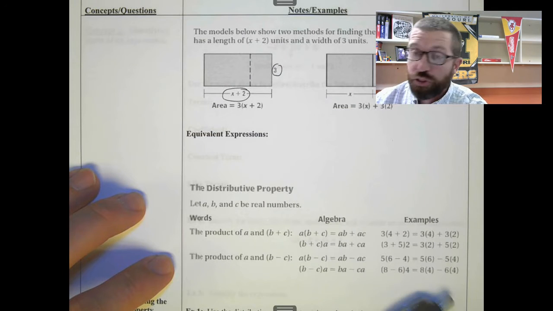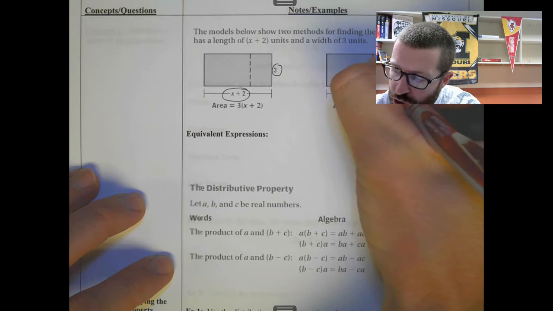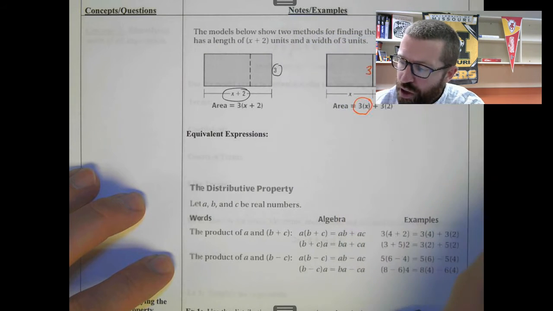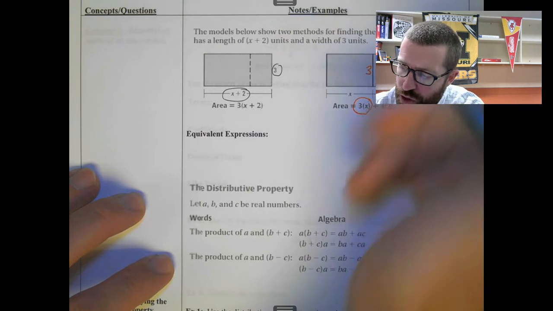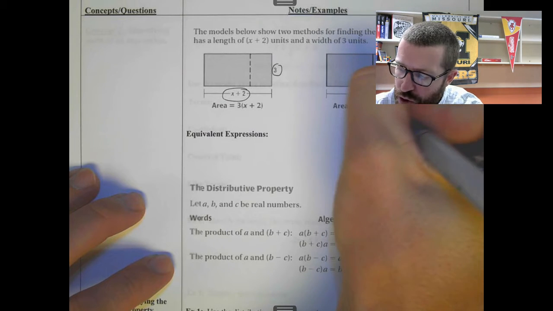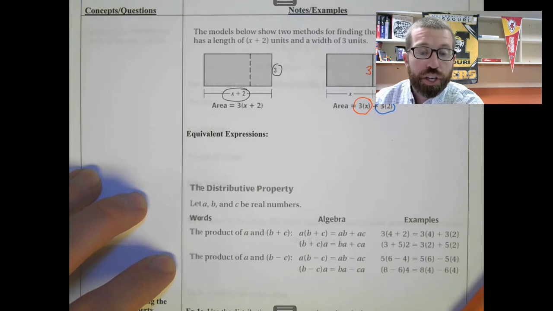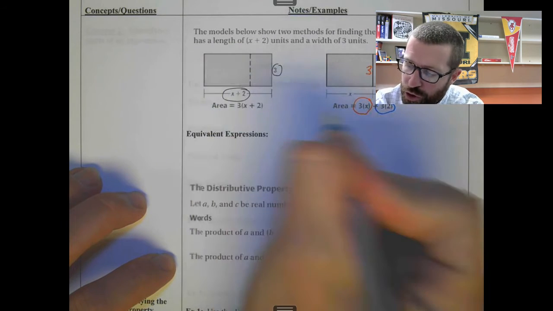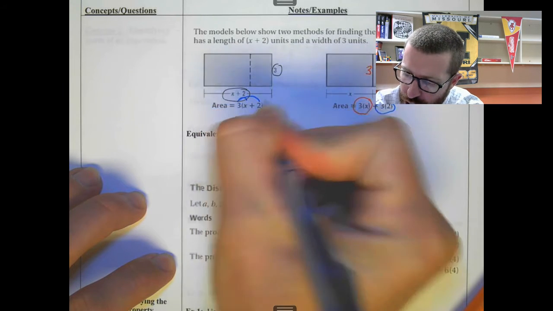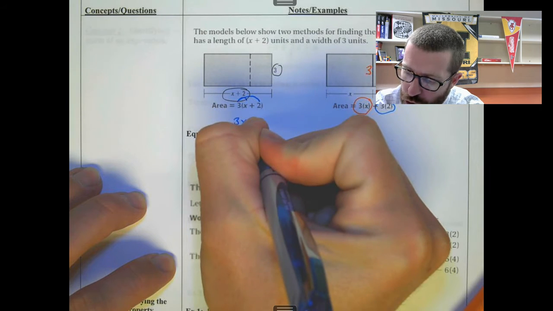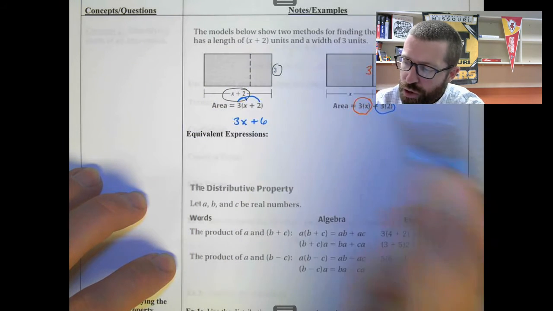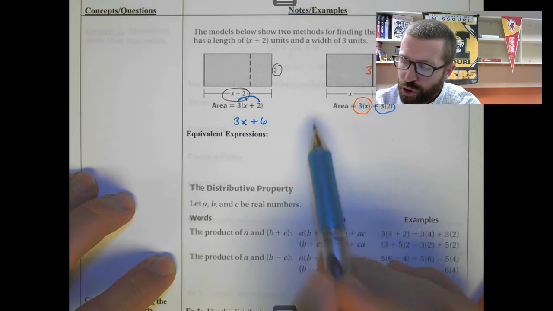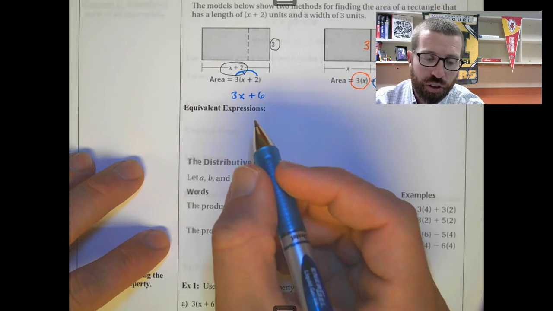Or you could think of this as 2 rectangles. If this is 3 and this is x, do 3 times x, and then plus 3 times 2. And it gives you the area. And those are equal. So, in other words, this 3 times x plus 2 is the same if we multiply or distribute the 3. 3 times 2 is 6. So these are the equivalent expressions. Get a definition for equivalent expressions.